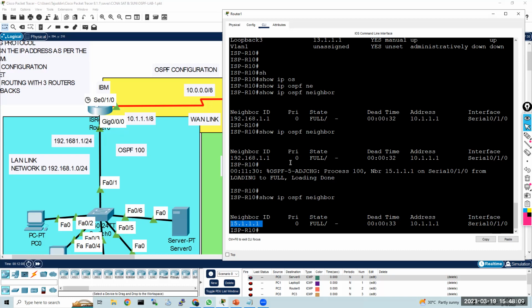We can make anyone the team leader, guys. You can select by giving the highest IP address. Recommended is to create the loopback and give the router ID. That's it. Very simple lab.